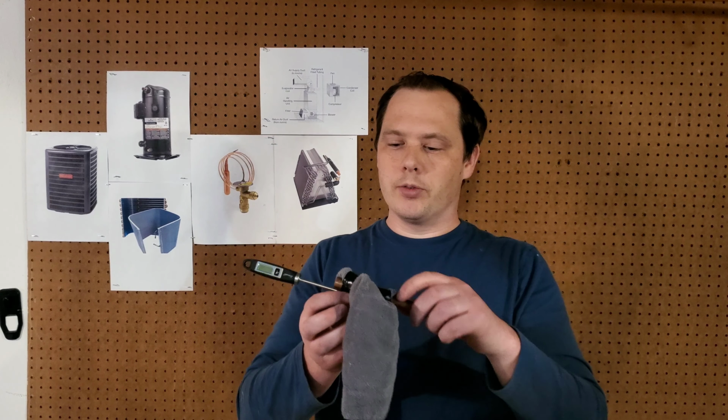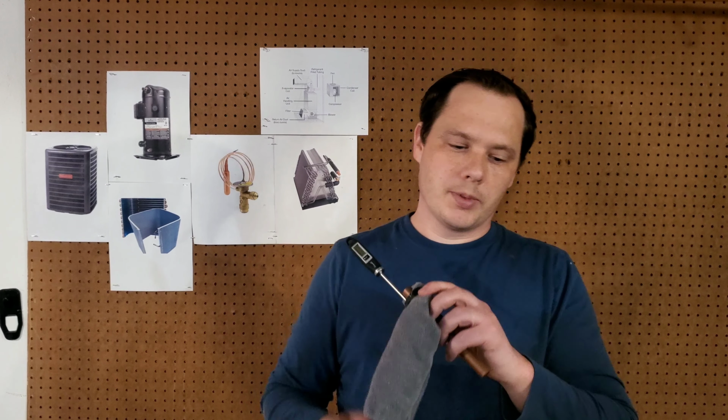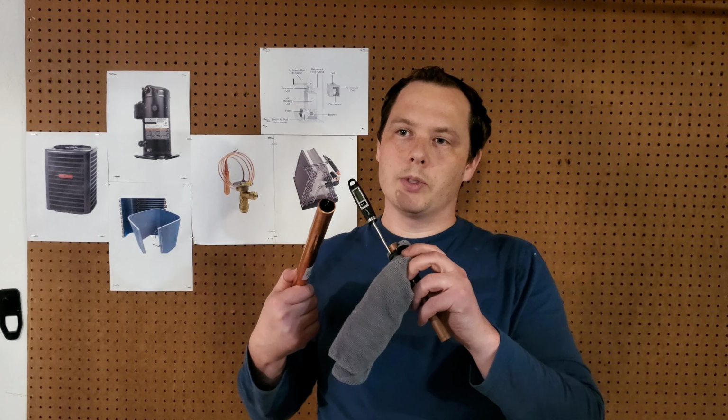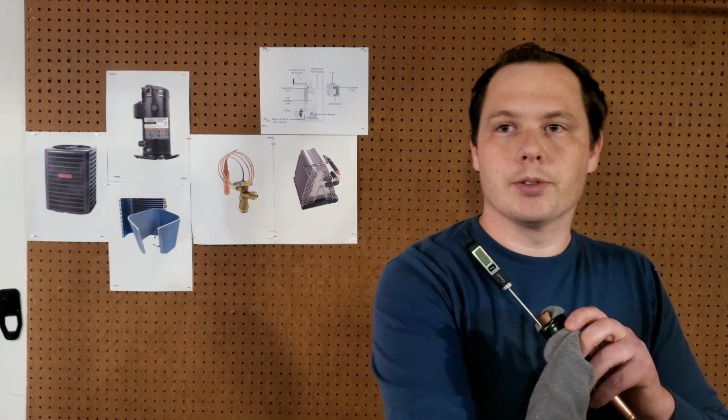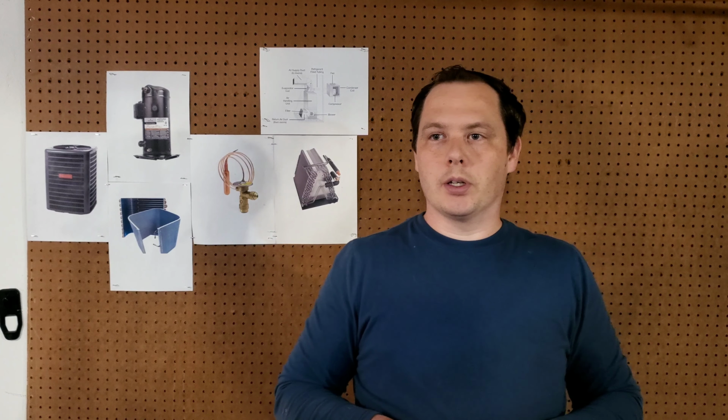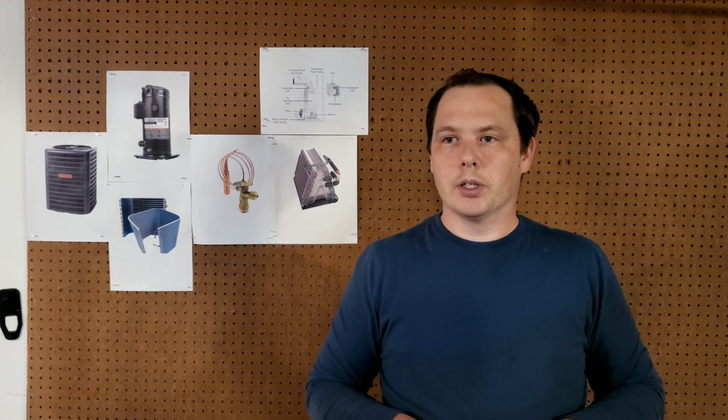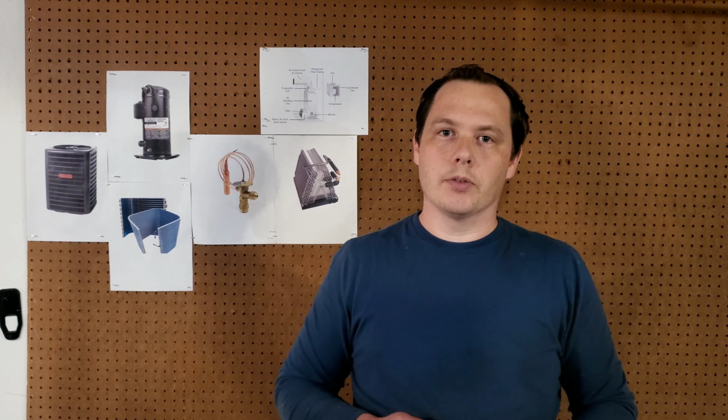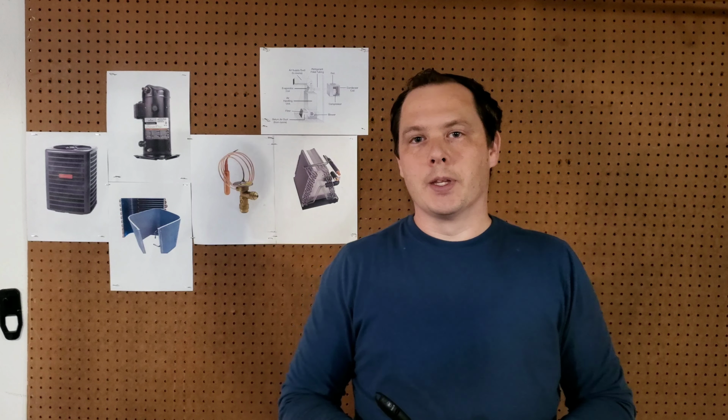So then we take our reading and we repeat that process on the low side pipe, and then we do our calculation. 10 to 20 degrees differential is ideal. If you get a number lower than that, you are at a risk of catastrophic failure of your refrigeration system. A higher number than that means that your air conditioning is probably not keeping up and is definitely not running efficiently.